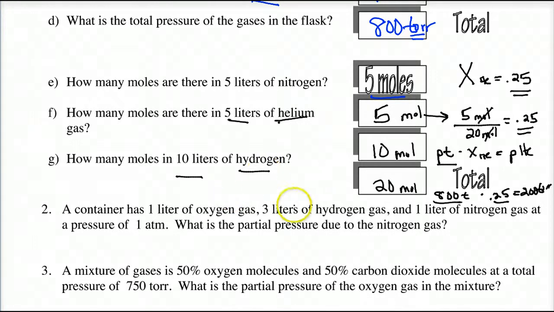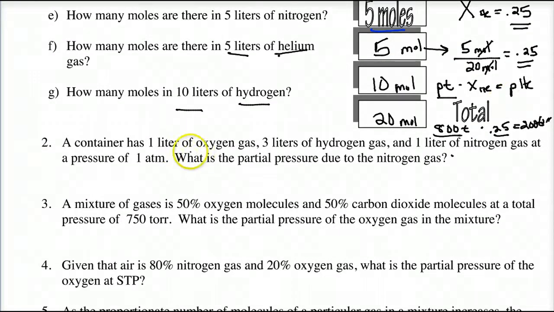I don't know why it's going dim and dark on me, but that's the way it goes. In any case, that's what we do here. So number 2, moving on. A container has 1 liter of oxygen gas, 3 liters of hydrogen gas, and 1 liter of nitrogen gas at a pressure of 1 atm. What's the partial pressure?